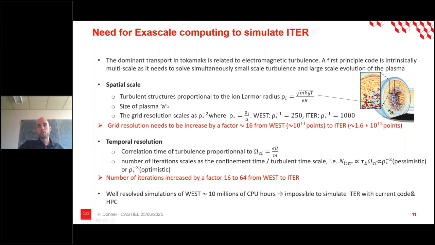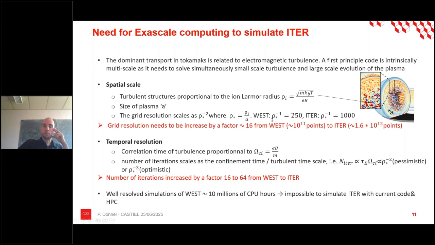And we also need to model the full plasma, so the size is proportional to what we call the minor radius. So it's the width of the plasma. And so the grid resolution, if you just want to describe this turbulence in 2D with a good resolution, has to scale as what we call rho star to the power of -2, where rho star is basically the ratio between the Larmor radius and the minor radius, so the size of the Tokamak.